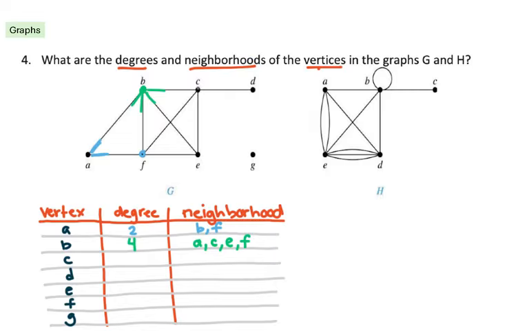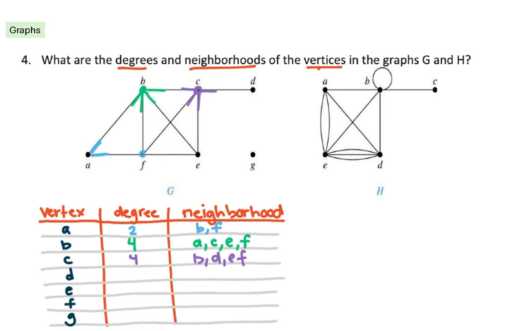And let's try C. 1, 2, 3, 4. So the degree is 4. And the neighborhood would be B, D, E, and F.